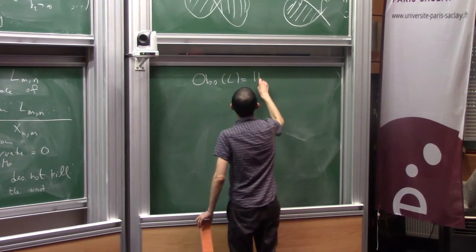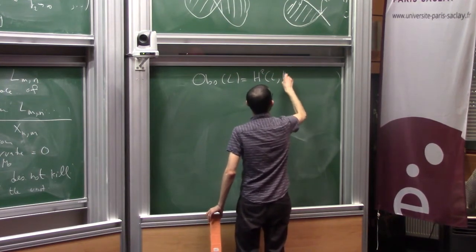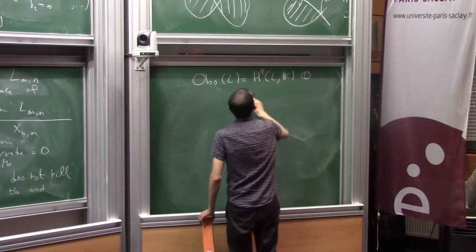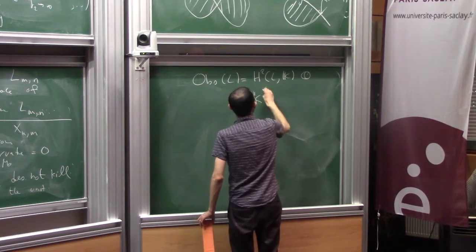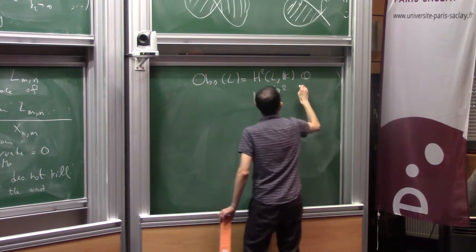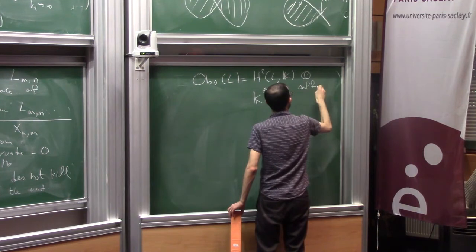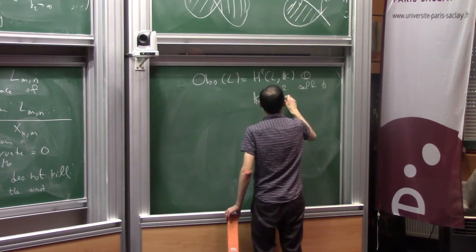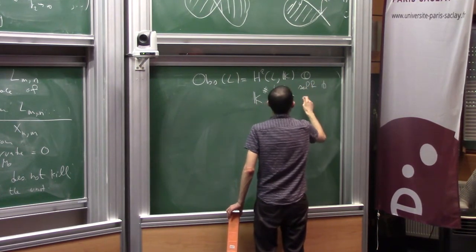And the obstruction space of L is H2 of L with coefficients in K. Direct sum, the same thing over there. K to the number of degree 2 self-intersections, with positive action.